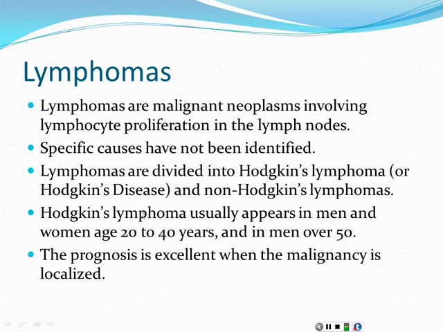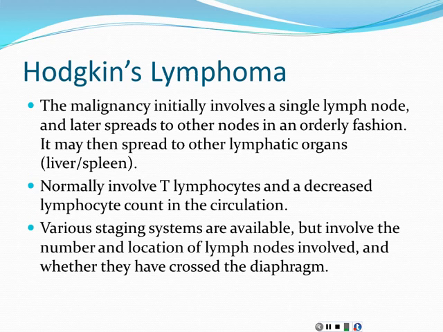Hodgkin's lymphoma is one of those, if you have to get a cancer, it's not a bad one to get because the prognosis is excellent if it's caught early. If it's caught before it spreads, it is exceedingly curable. The Hodgkin's version starts with a single lymph node that gets enlarged. It's usually non-tender, so it's just big. It doesn't hurt.